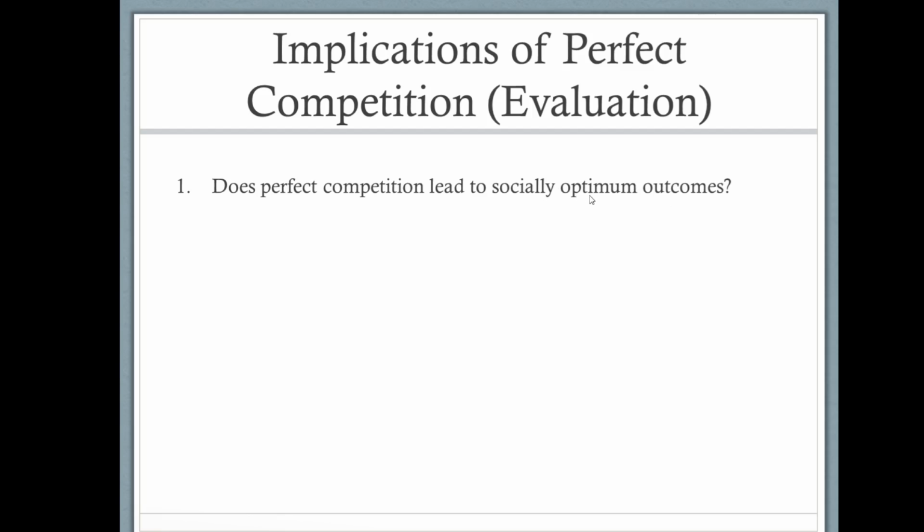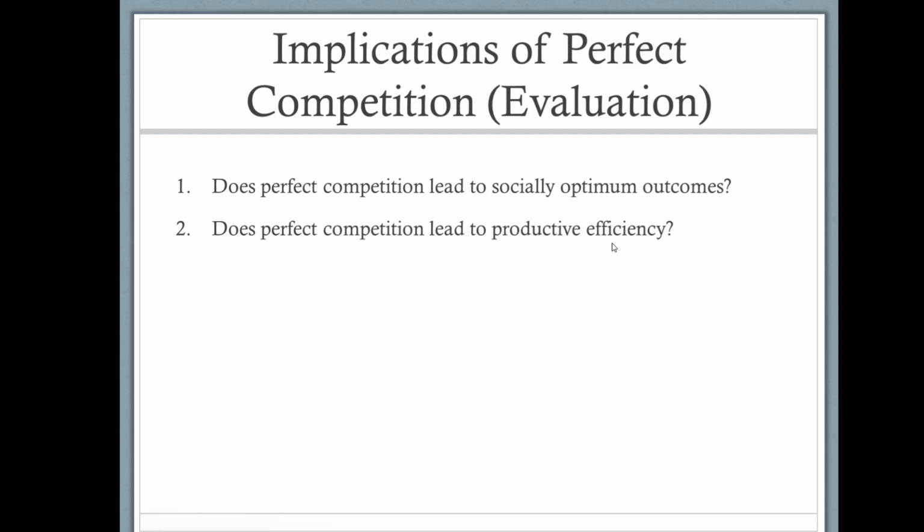So for the first one, very obviously, if you are trying to talk about the benefits from perfect competition, the first one that you want to talk about will be allocative efficiency, because this is what you can see in perfect competition. So yes for the first one. What about the second one?